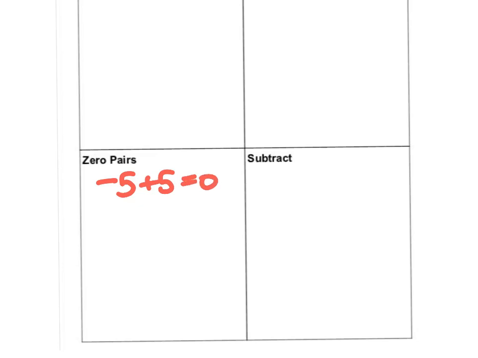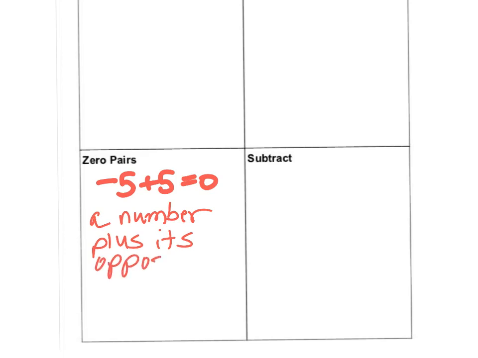And the number plus a number plus its opposite is always 0. Okay, it's going to be important.